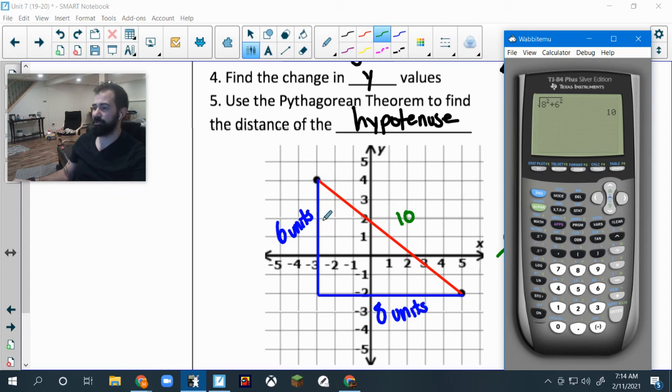Plot your points, create a right triangle, find the change in x and the change in y, and then use the Pythagorean theorem to find the hypotenuse. Good. Coming back for page 2 of our notes.